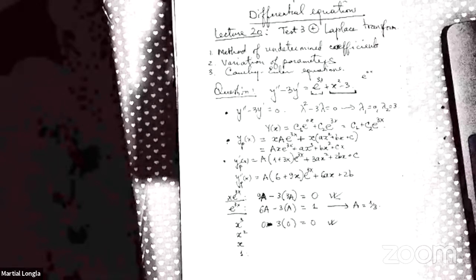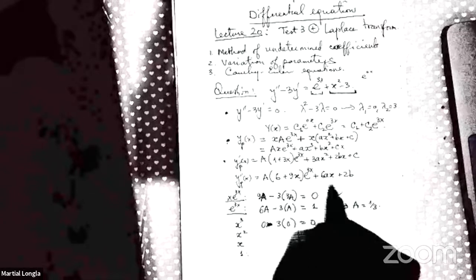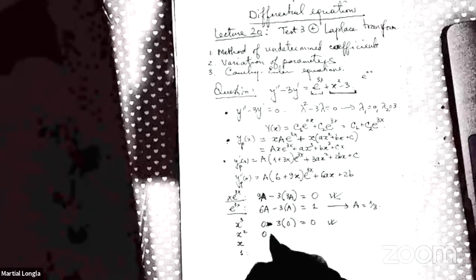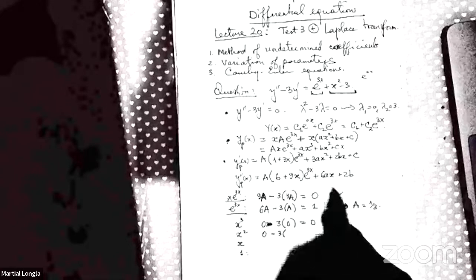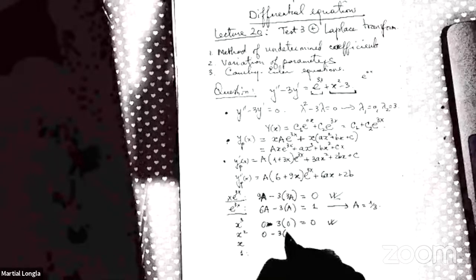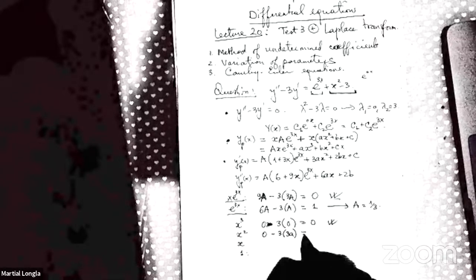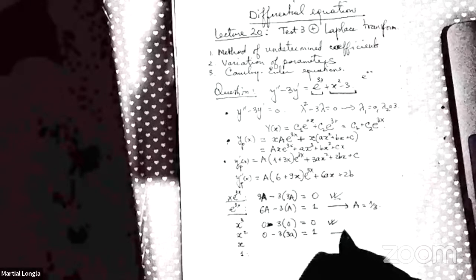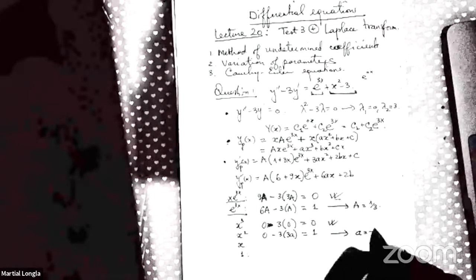And then you go to x squared. X squared, look at the second derivative, none of it, minus 3. Go to the first derivative, x squared is 3a, equals 1. So right there, you got a equal negative 1/9.